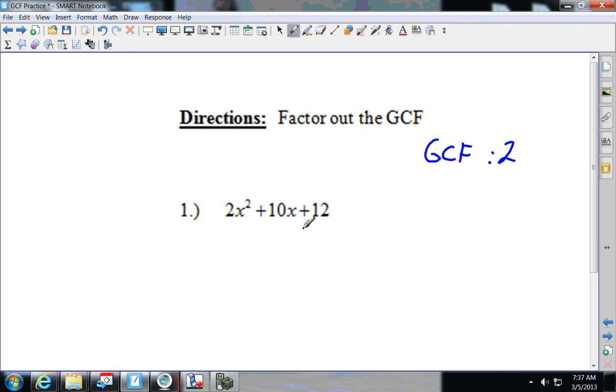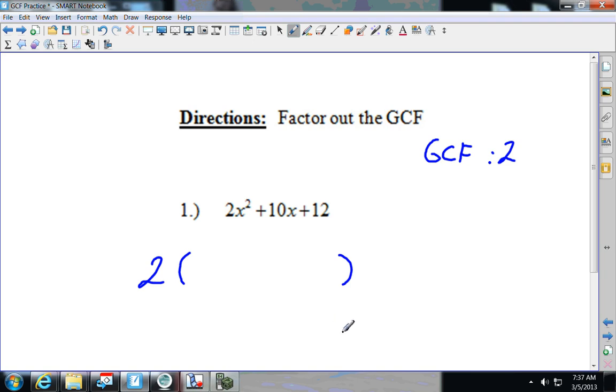Now, is there an x in all of them? No, there's not an x in the 12, so you can't pull out a variable with your GCF. So now what we're doing is we pulled out the 2, and now we need to write what's left.